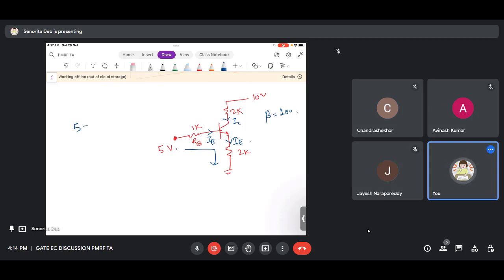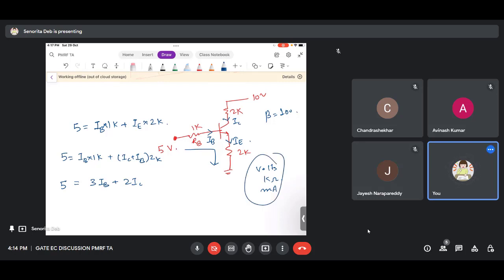So 5 equals IB into RB, so IB into 1K plus IE into 2K. Right? So 5 is equal to IB into 1K plus (IC plus IB) into 2K. So this is nothing but 3 times IB plus 2 times IC. Now remember, if your units are in volts and kilo ohms, your answer will automatically be in milliamperes. So you need not make any changes here. You can just solve it. That will save you time. So this will be your first equation.